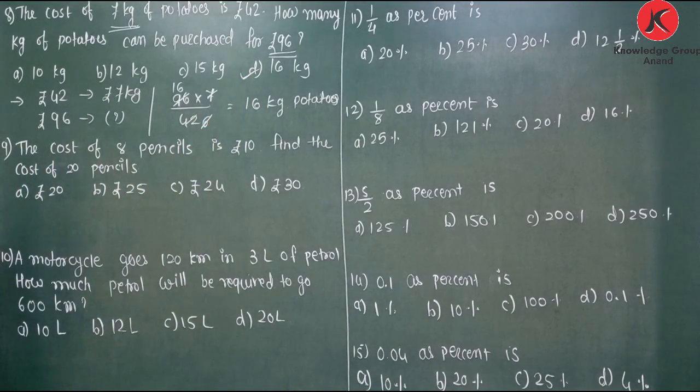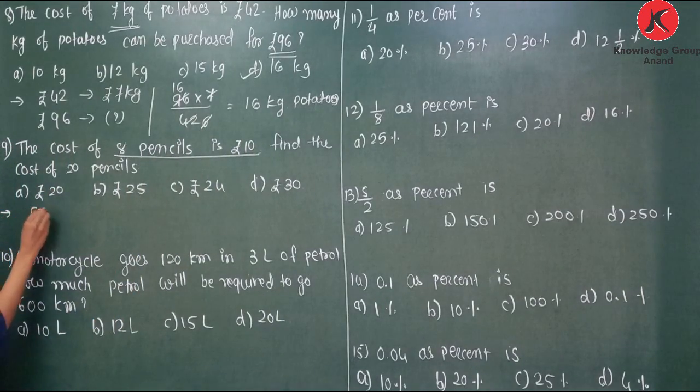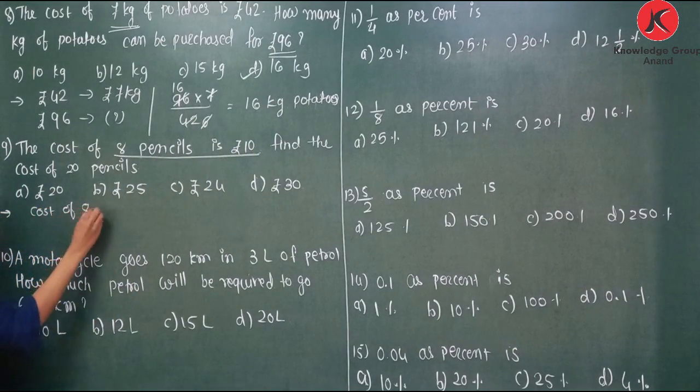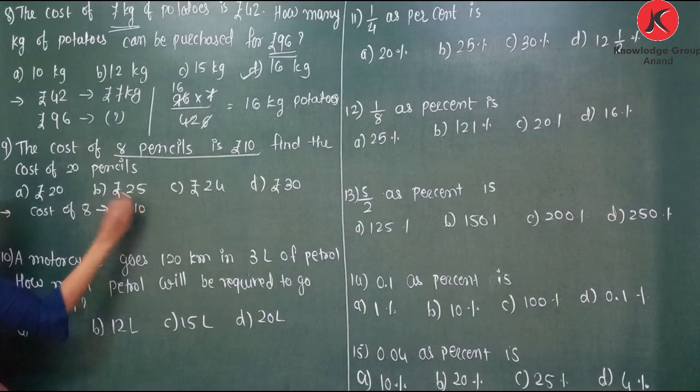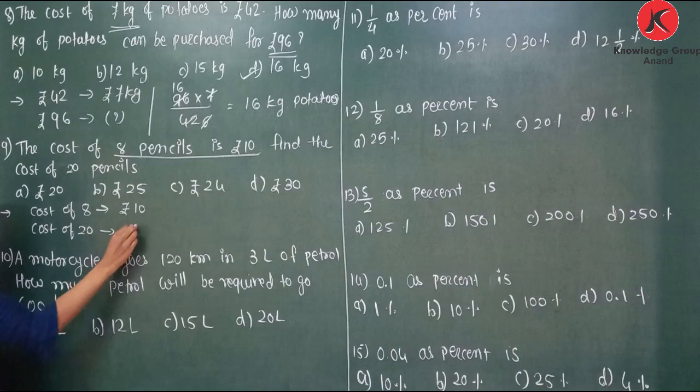The cost of 8 pencil is 10 rupees. Find the cost of 20 pencil. Cost of 8 pencil is 10. So we can write, 8 pencil is rupees 10. So cost of 20 pencil is how much?